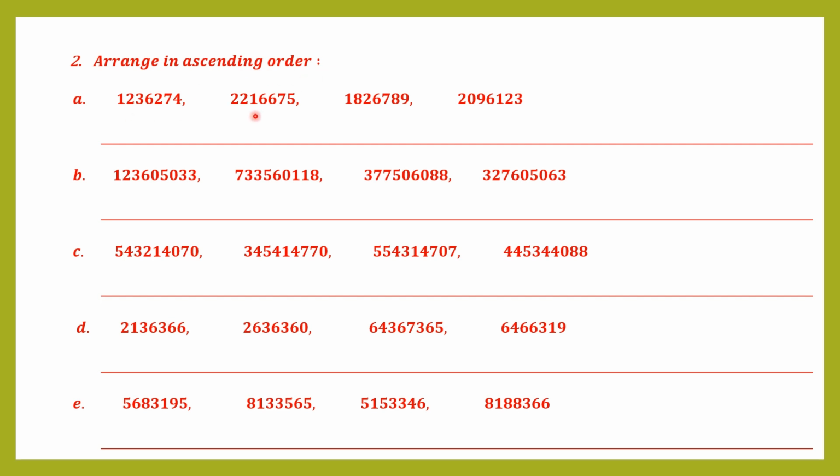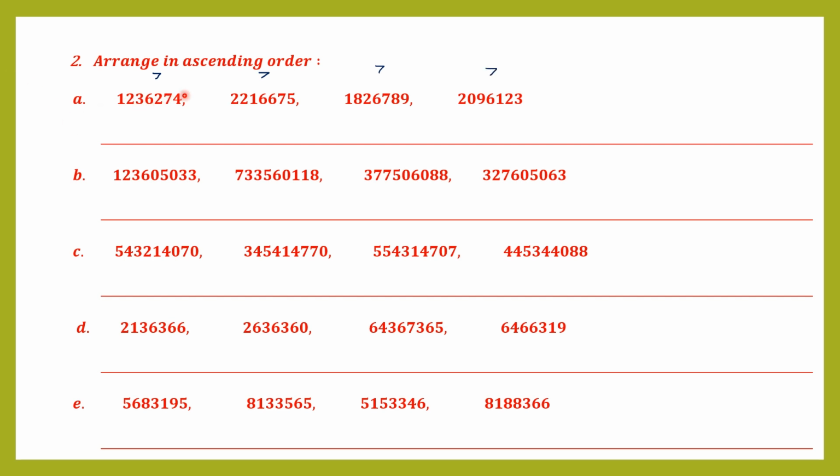So here we have 4 numbers given. We have to look for the smallest. Let's keep in mind all the rules that we learned. First thing is we have to count the number of digits. So let's begin with the first one. 1, 2, 3, 4, 5, 6, 7. So here there are 7 digits. The others also have 7 digits. So these are all 7-digit numbers.